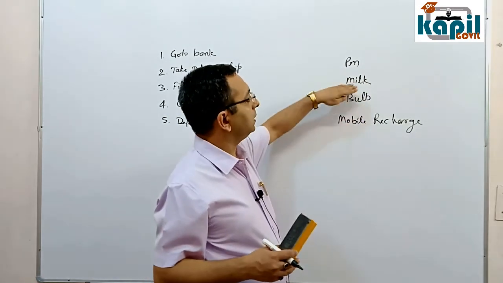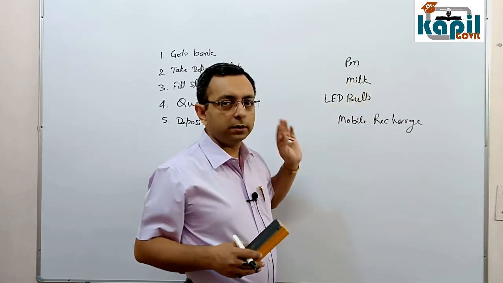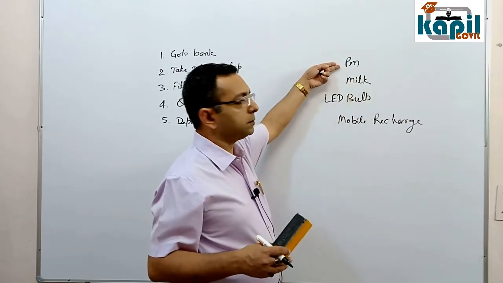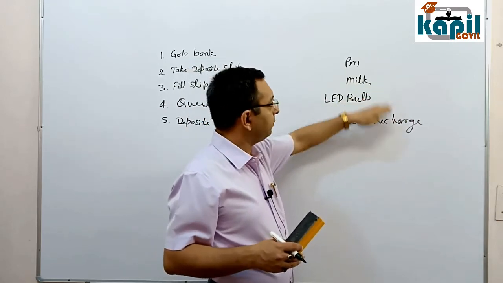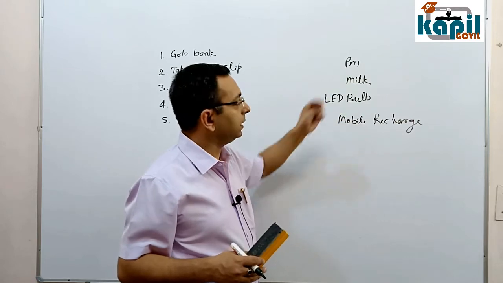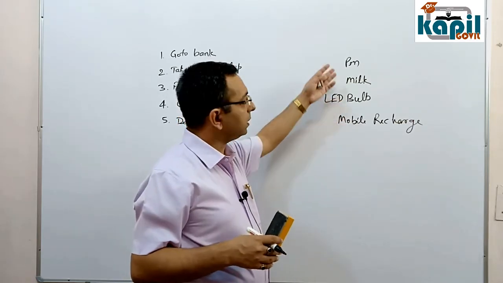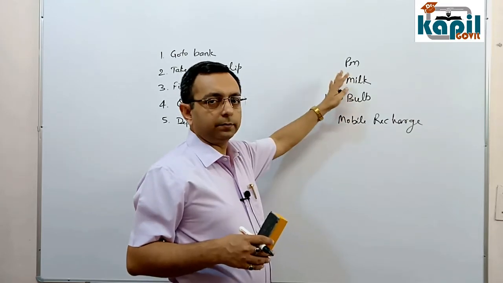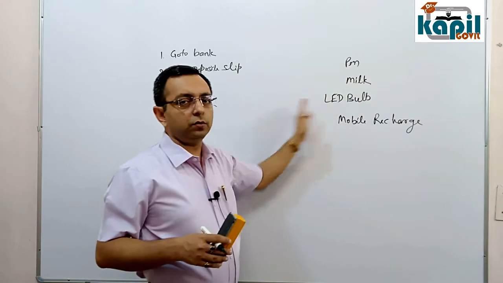But unfortunately the shop from where you purchase milk is closed. So what do you do? You will purchase the pen and then the LED bulb, then the mobile recharge, and then you will find another shop for milk. So you can shuffle any sequence, you can purchase any item. It's not a restriction. So what is the difference between these two lists?